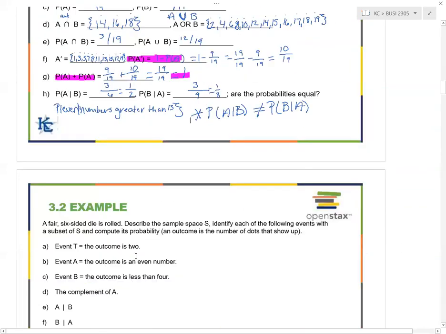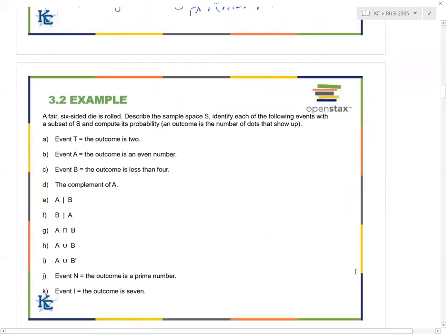Okay, so let's look at 3.2 example. A fair 6-sided die is rolled. Describe the sample space S and identify each of the following events with a subset of S and compute its probability. An outcome is the number of dots that shows up. Okay. So event T, the outcome is 2.